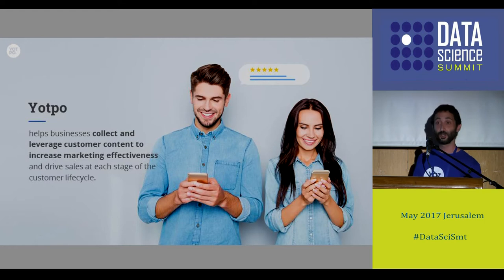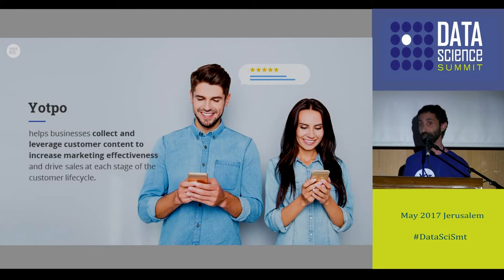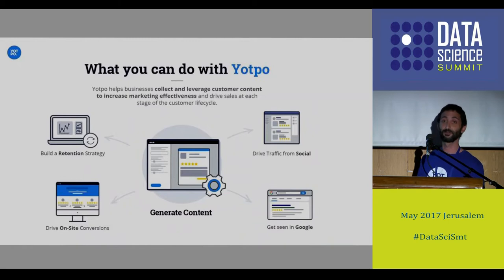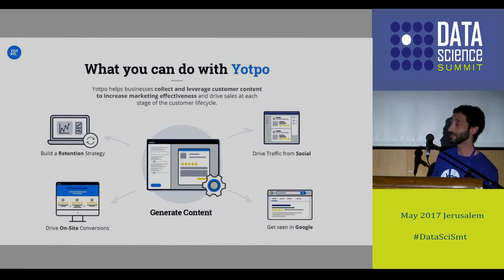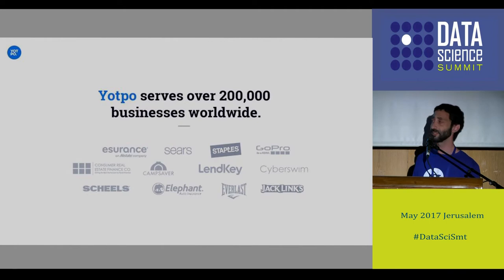So at Yotpo, we help businesses to drive sales by collecting, handling, and leveraging the data generated by other users. Among the things we do is help them drive traffic through social by publishing reviews and images, get seen in Google with rich snippets, and on Google seller ratings, and curate photos from Instagram. We serve over 200,000 businesses worldwide from different industries, as you can see here.